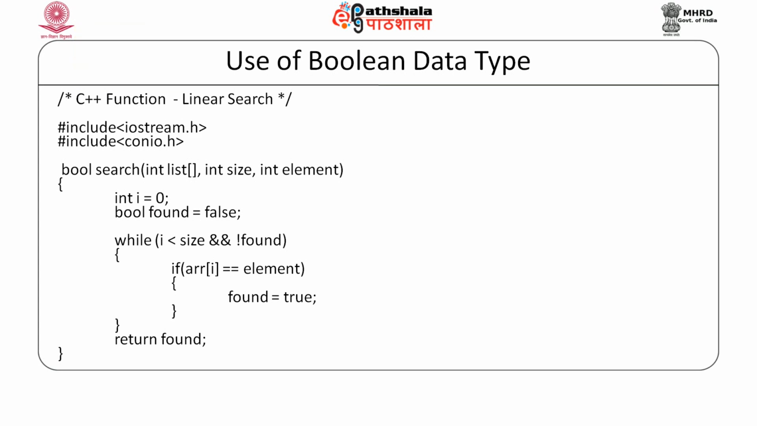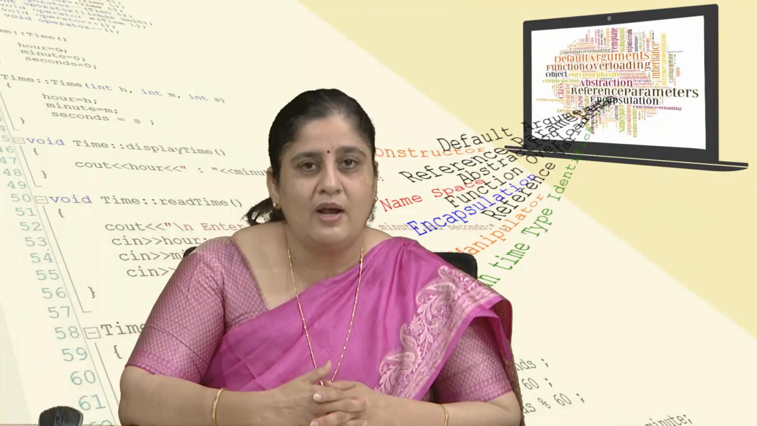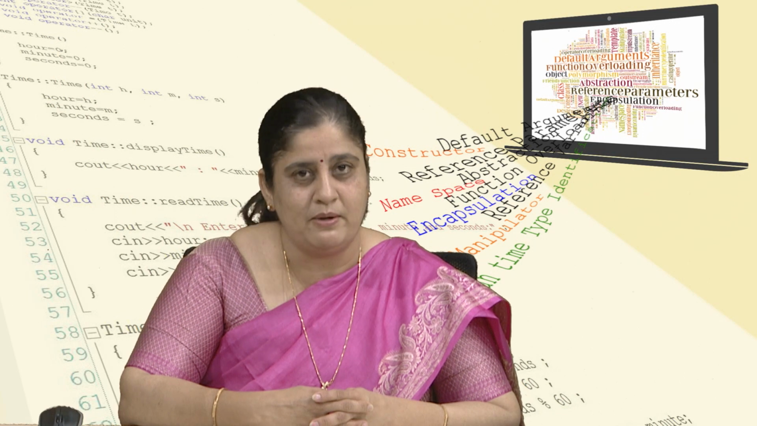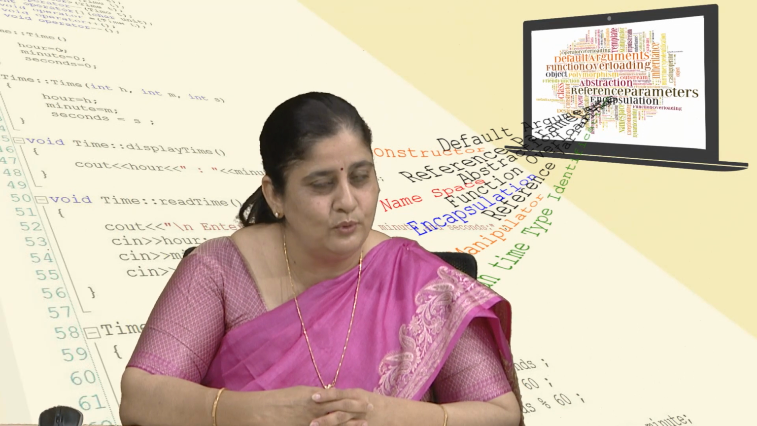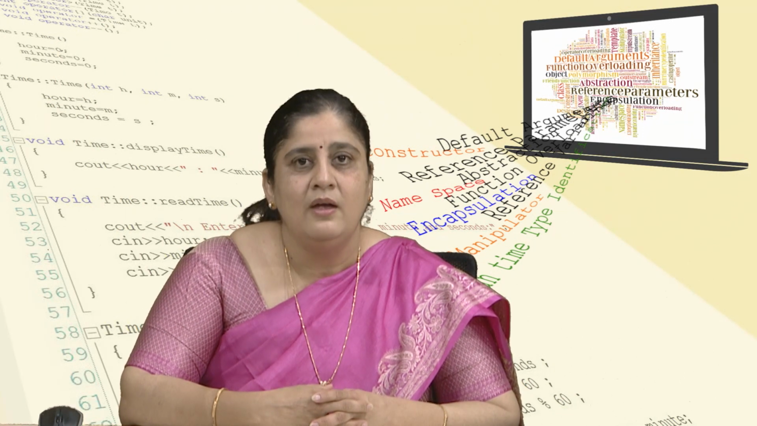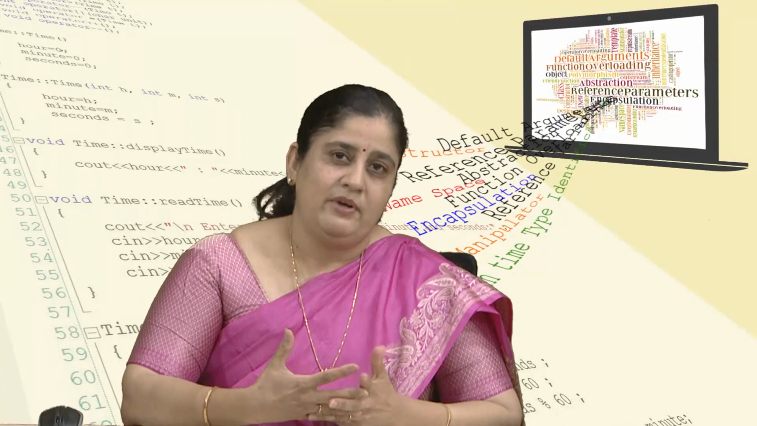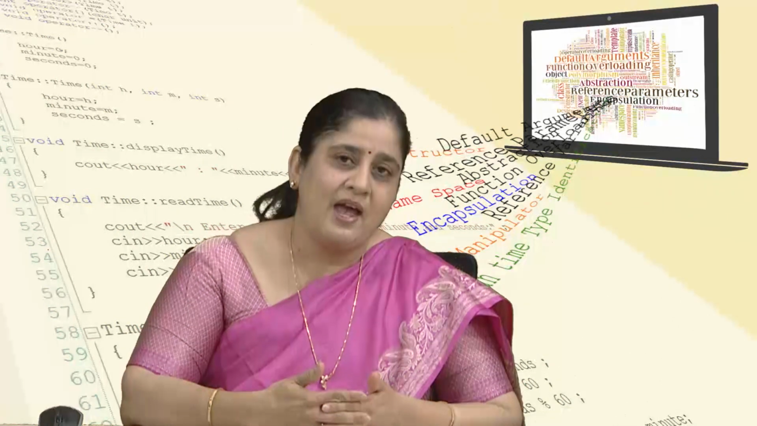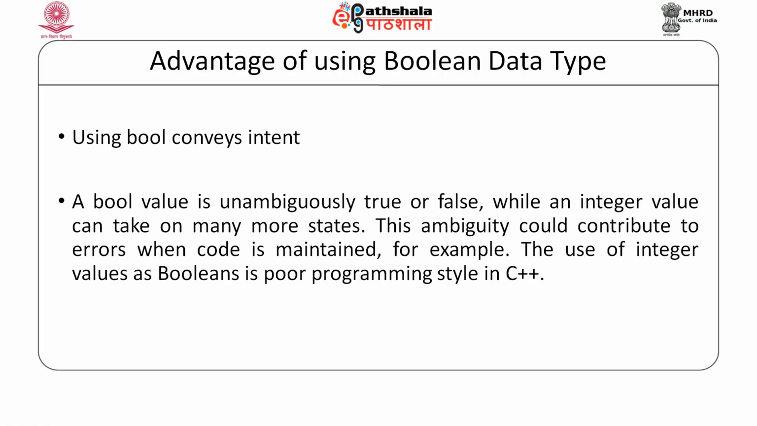We did not have the Boolean variable in C, but still we could write this kind of program. What we used to do there? We used to use an integer variable for the same purpose, for which we have used a Boolean variable here. Now, when we can use an integer variable for this purpose, what advantage do we have in using a bool variable? Let us see the advantage of using a Boolean variable.